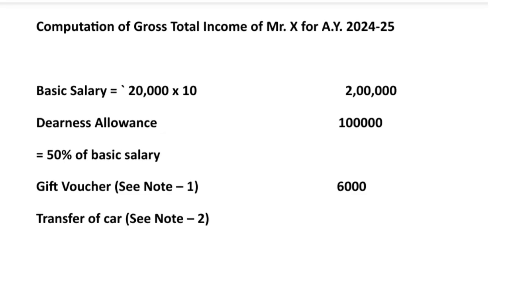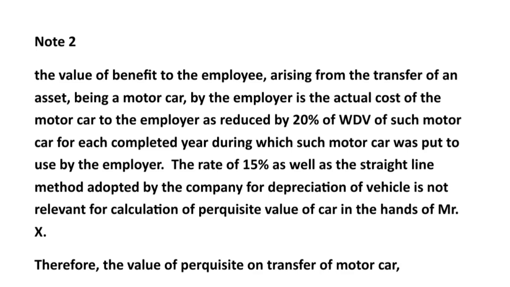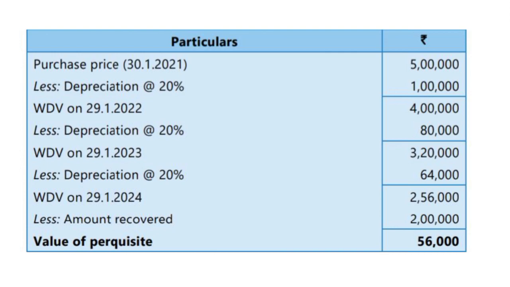Next, transfer of car. See note number 2. The value of benefit to the employee arising from the transfer of an asset, being a motor car, by the employer is the actual cost of the motor car to the employer as reduced by 20% of WDV of such motor car for each completed year during which such motor car was put to use by the employer. The rate of 15% as well as the straight line method adopted by the company for depreciation of vehicle is not relevant for calculation of perquisite value of car in the hands of Mr. X.